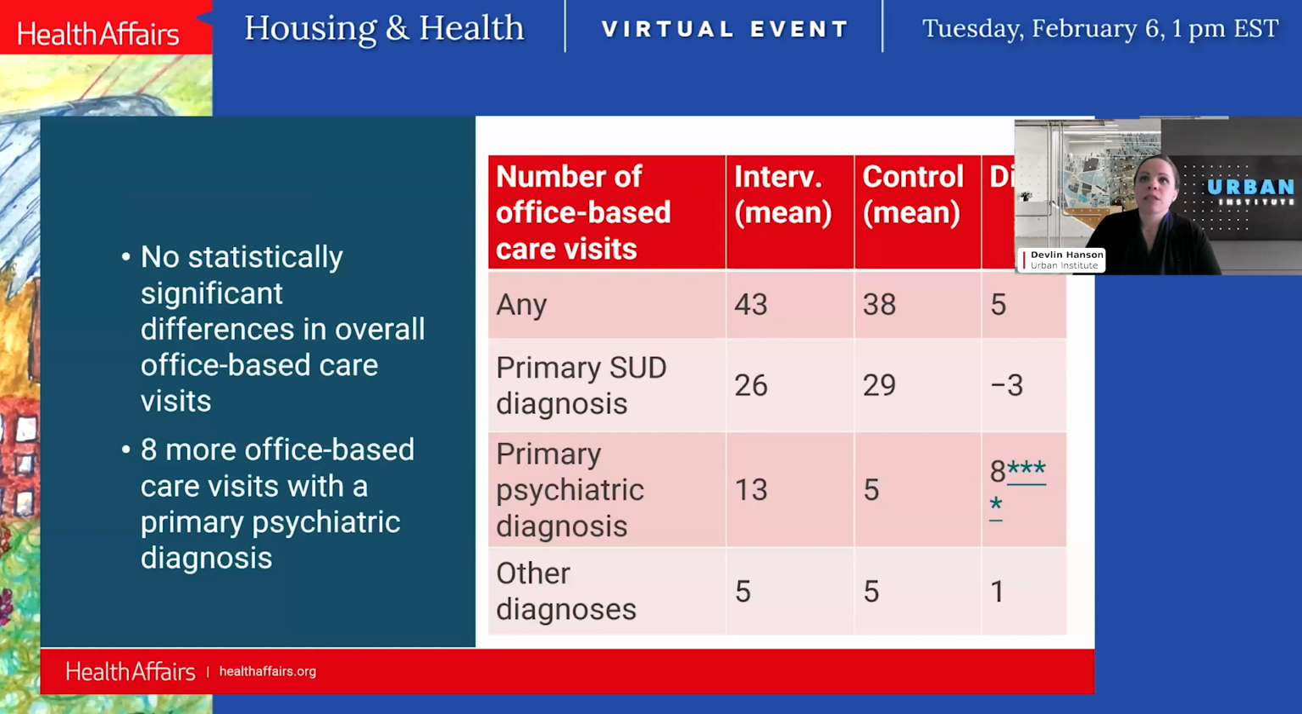In all of our analysis, we ran regressions which controlled for pre-randomization characteristics. Although we do not see any statistically significant differences in office-based care visits overall, we do see 8 more office-based care visits with a primary psychiatric diagnosis. On average, the intervention group had 8 more office-based care visits compared to the control group in the 2 years after randomization. Next slide.